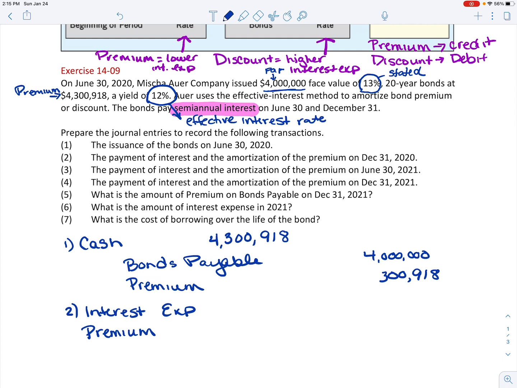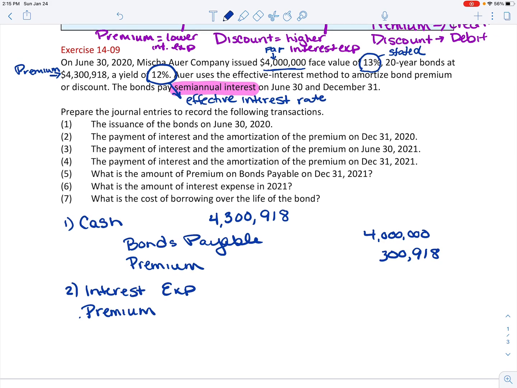You see you have that credit here. Therefore, when we amortize it, we need to debit that. And then finally, we're going to credit our cash.